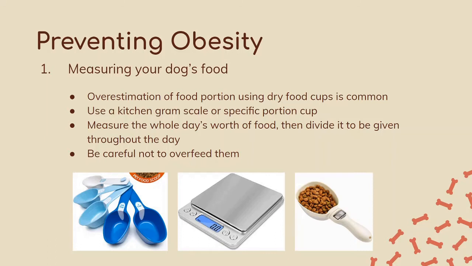Owners tend to overestimate the portion of food using commercial dry food cups. Thus, an alternative would be to use a kitchen gram scale or a specific portion cup. You could even use a weight measuring scoop to measure specific portions. It would also be a good idea to measure a whole day's worth of food and then portion it to be given throughout the day, such that some can be allocated towards its main meals and few could be spared for a snack here and there to prevent overfeeding.